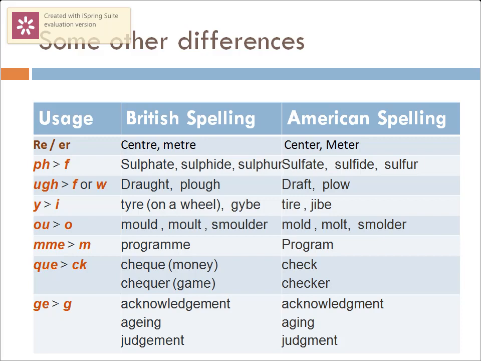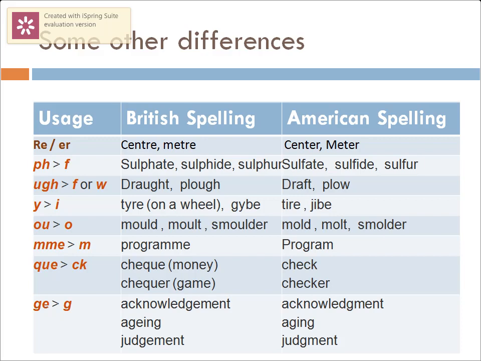Similarly, British spelling retains the words which have PH in part of the spelling. For example, sulfide, SULPHIDE, or sulfur, SULPHUR. But in American English, F is preferred rather than PH. So you have SULFUR in American spelling.